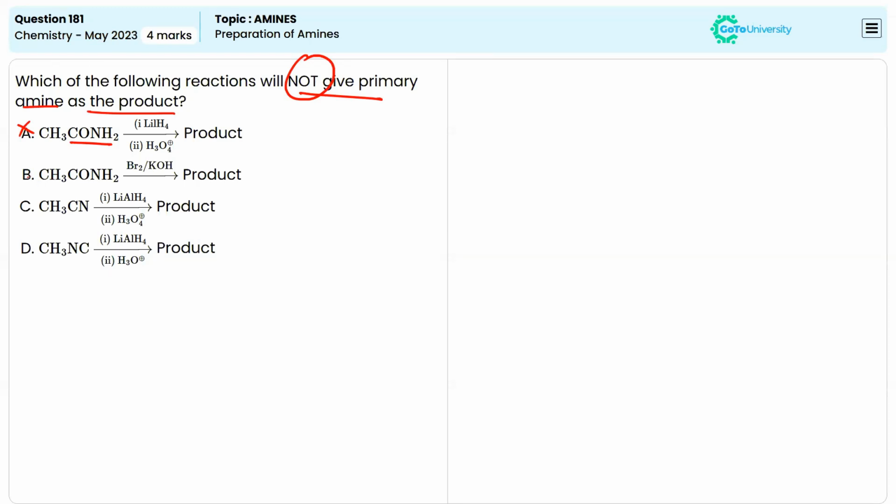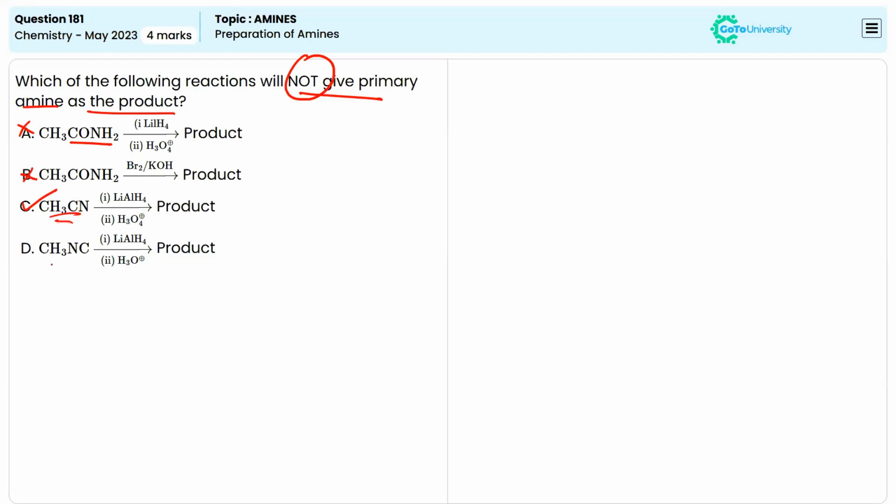Now CONH2. This is again an amide. They can also produce primary amine. It's also not the correct answer. And coming to the next one, CH3CN. This will also produce it. This is a nitrile compound, so it will produce the amine with one carbon more than that of this reactant. Right? This we discussed before.